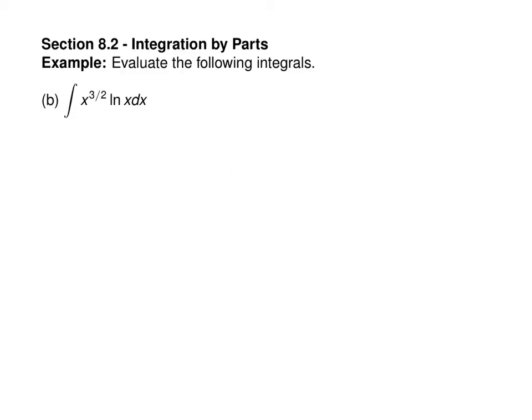Next, let's find the integral of x to the 3/2 times ln x. So here, probably best to let u equal ln x. It isn't very easy to anti-differentiate ln, so we're going to have dv equal x to the 3/2 dx. So if u is ln x, du is 1 over x dx. And if dv is x to the 3/2, v is x to the 5/2 times 2/5.